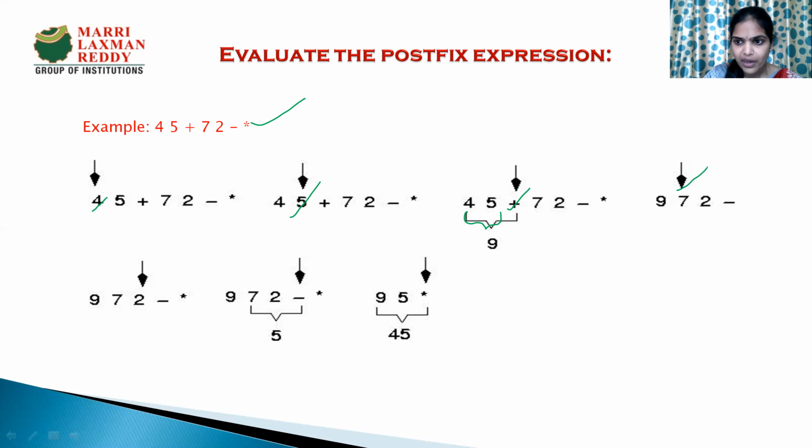Again, we have 7. 7 is also an operand. Again, we have 2. 2 is also an operand. After 2, we have minus. Minus is an operator. So on the last two operands, that is 7 and 2, we perform minus. So we get the result 5. So we push 5 here. On 9 and 5, again we have a multiply operator. On the last two operands, if we perform multiplication, we get the result 45. So for this postfix expression, after evaluating, we get a resultant value of 45.